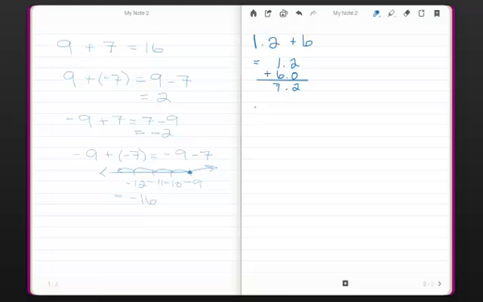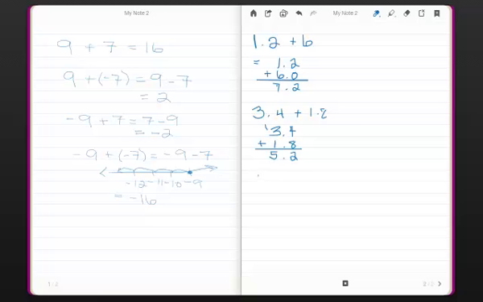Let's try one that has two numbers with decimals. So let's try 3.4 plus 1.8. And again, I'm going to write this vertically. 3.4 plus 1.8. 4 and 8 is 12, so I'll put a 2 here and carry the 1. 3 plus 1 is 4, plus another 1 is 5, so 5.2.